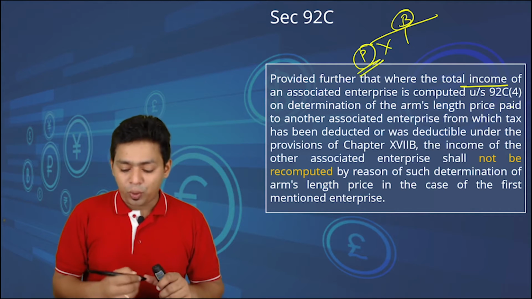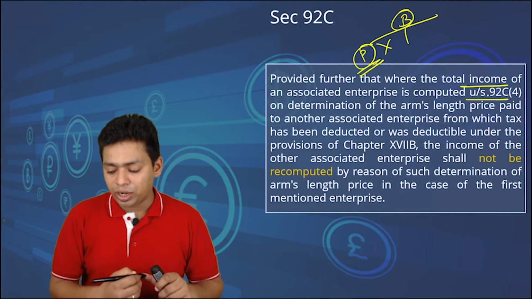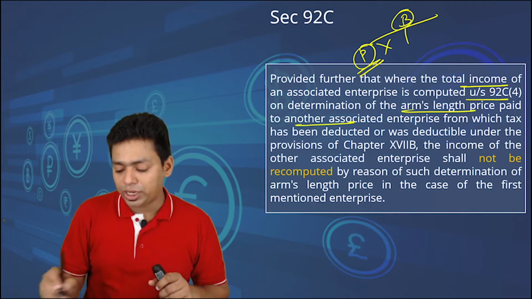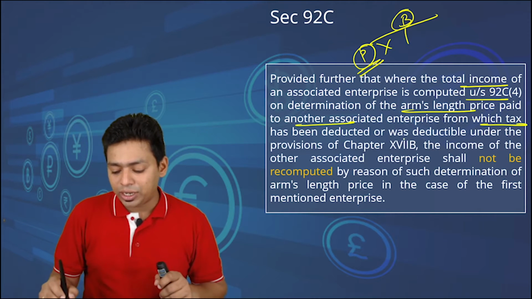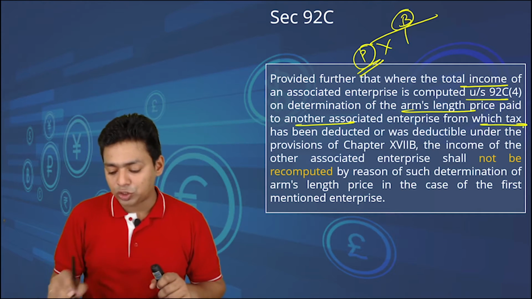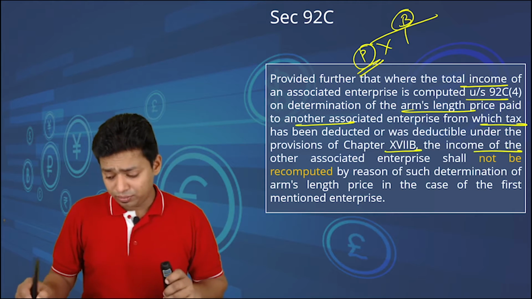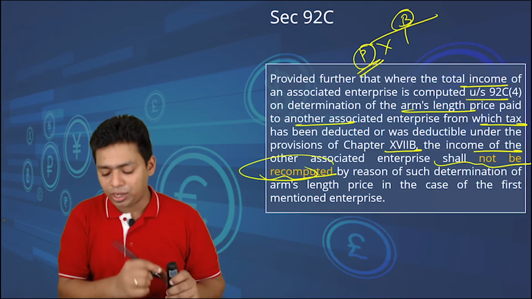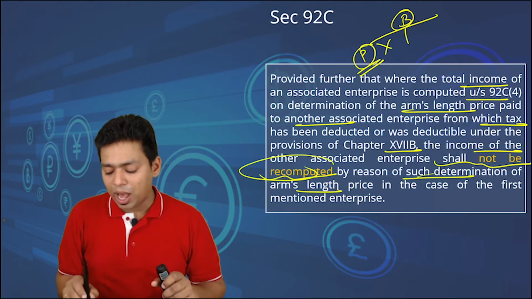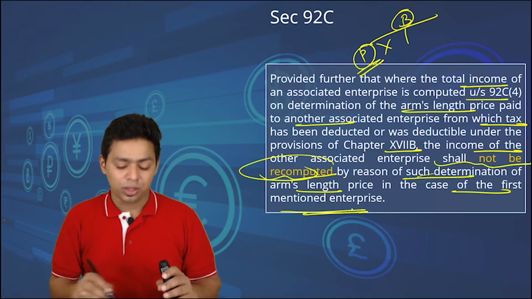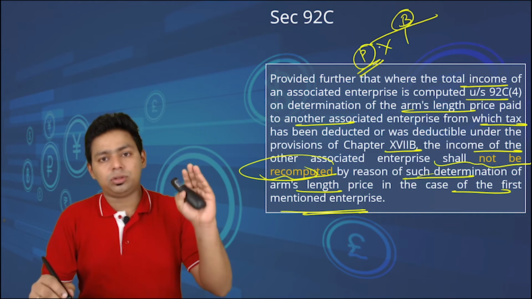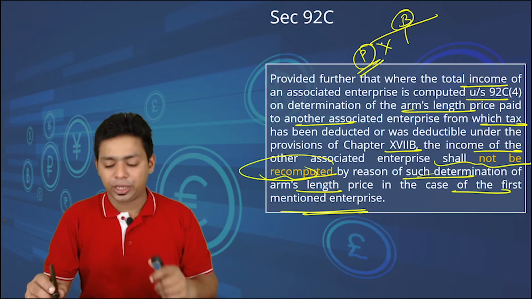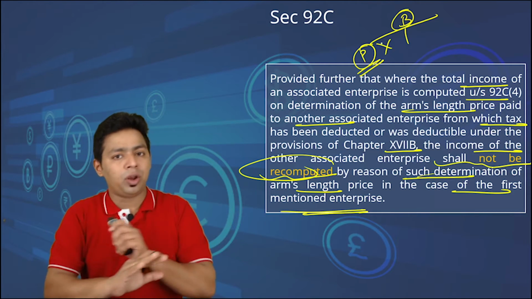Please understand. Provided the associate enterprise is computed under 92C4, the determination of arm's length price paid to another associate enterprise from which the tax has been deducted or is deductible under provisions of 17B, that is the TDS provision, the income of the other associate enterprise shall not be recomputed by reason of such determination of arm's length price in case of the first mentioned enterprise. Because the first enterprise's income was revised due to the arm's length price application, the opponent computation will not change.